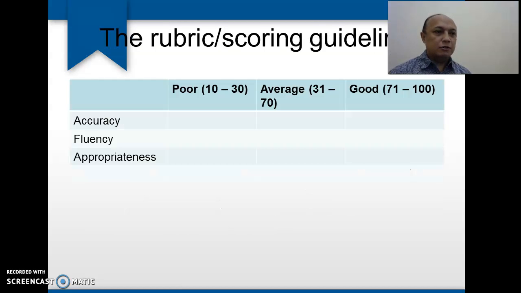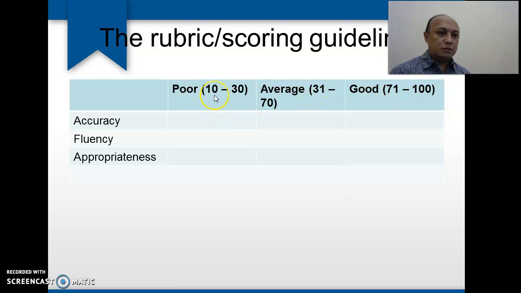Let's continue. So here is the rubric or scoring guideline for speaking. You may set something like this. You may draw a table like this. This is a simple rubric. I have put all the sub-skills here in the first column. So you have accuracy, you have fluency, you have appropriateness. And then you have a simple scale here.